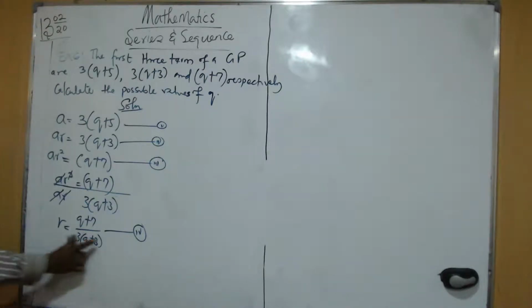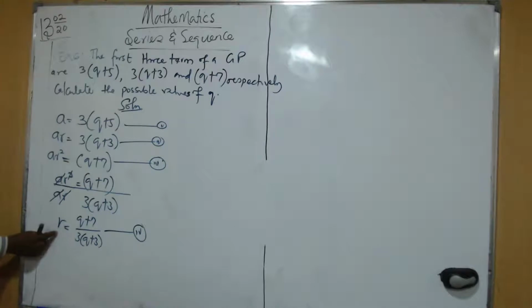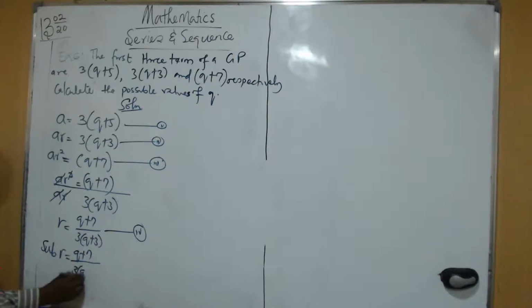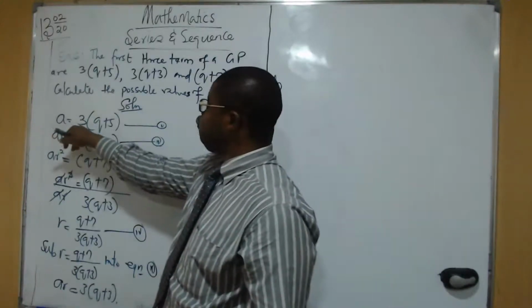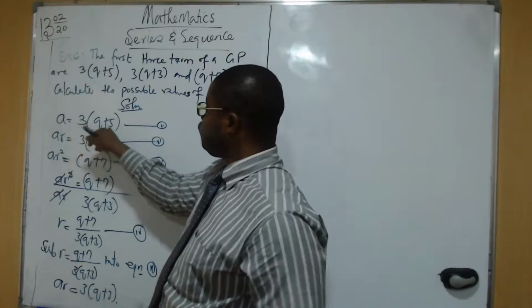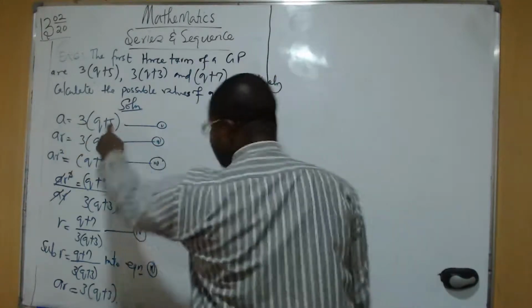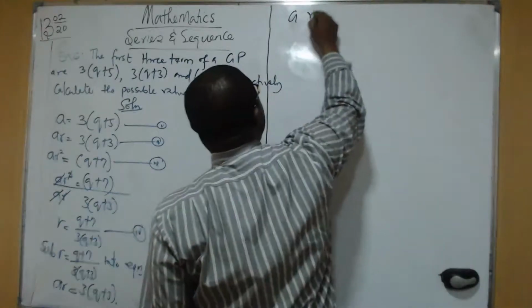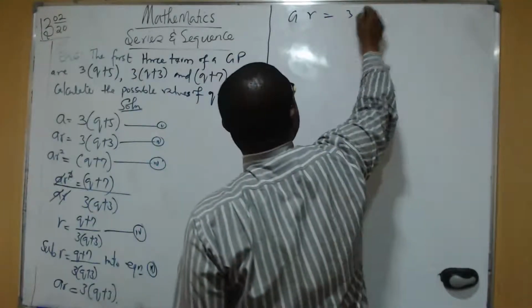We are able to deduce the first unknown, that is r equals to this. Then how do we go for the second one? We just substitute r equals (q + 7) divided by 3(q + 3), and a equals 3(q + 5). So we substitute this into that.